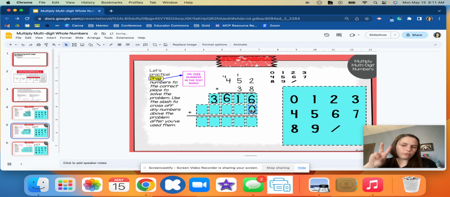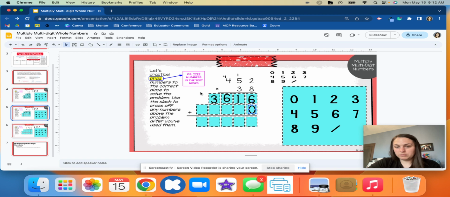So I want you to do two things real quick. Did you get this partial credit correct for the 8? So with our 1, did you get 3,616? And did you remember that 0? If you did not, I want you to pause the video and go back and look for your mistake. Where did you make a mistake when it came to multiplying?